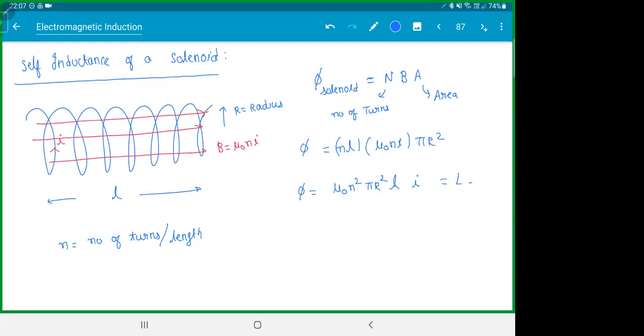And we also know flux is equal to Li. I will cancel. We get L is equal to mu naught n square pi r square l. Everyone should mug up this result. Straightforward question of BITS and CET. In CET they directly ask which are the formulas for self-inductance of solenoid.